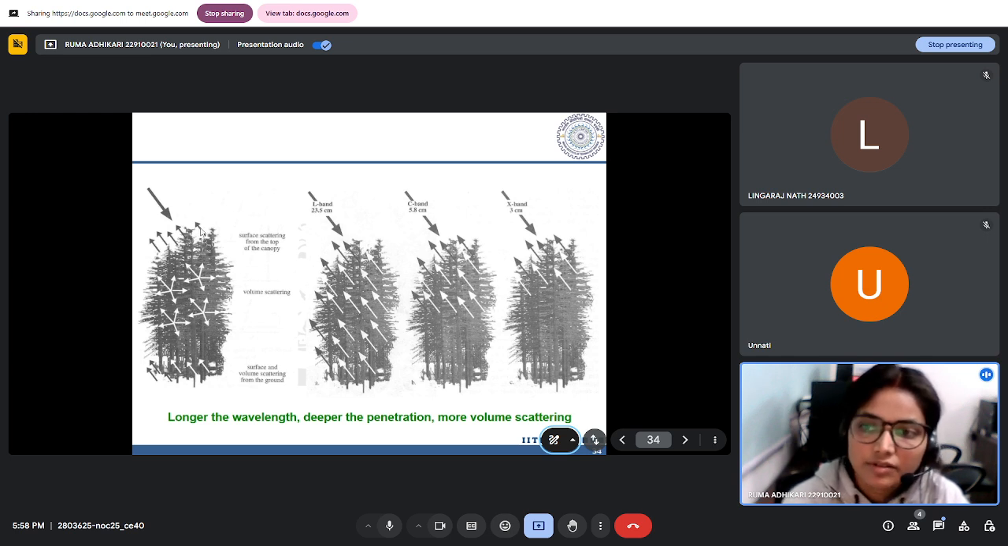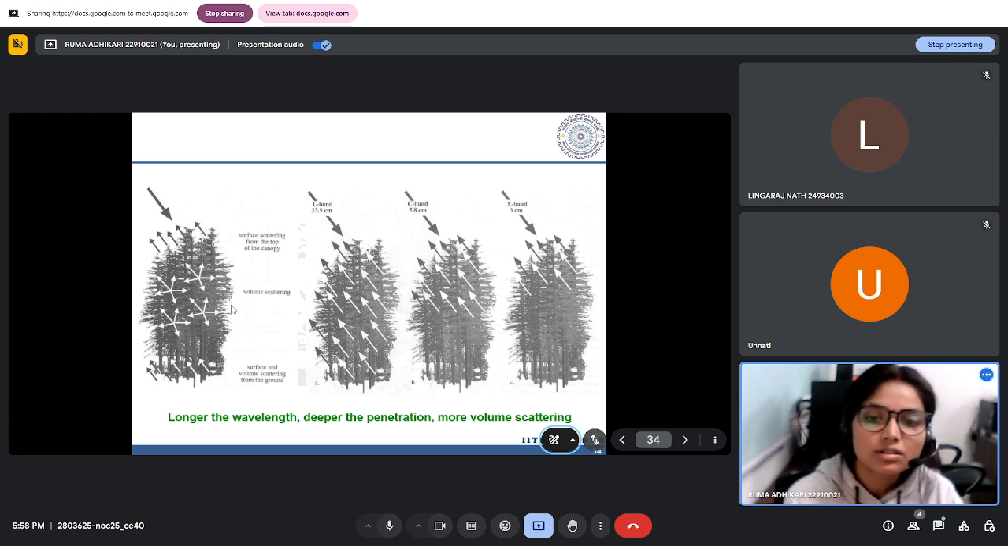And from the upper surface, surface scattering from the top of the canopy. It also depends on surface and volume. Surface to some extent because it is the nearest part. Volume because of multiple scatterings. It all depends on the density of the forest and the surface type also. The foliage type very much.